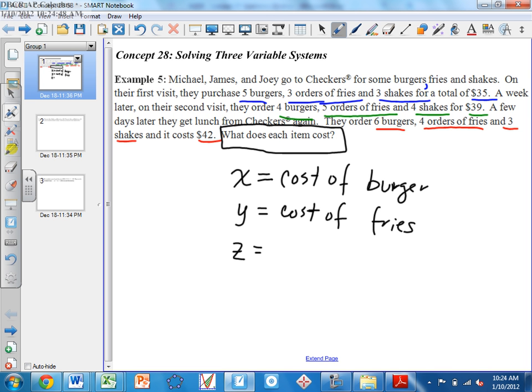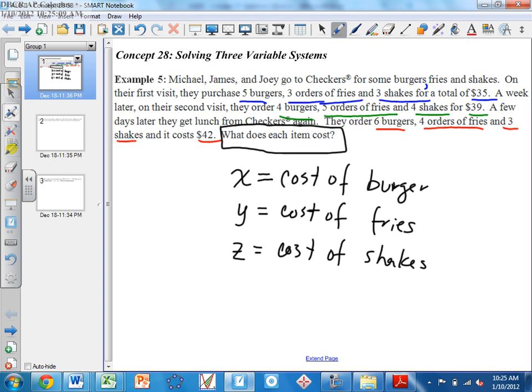You don't get one fry. This is not the cost for every one single French fry. It's the cost for an order of French fries. And then the last one, everybody, would be what? Shakes. Shakes, okay? Cost of shakes.